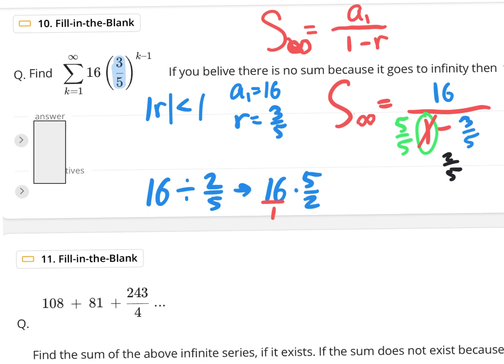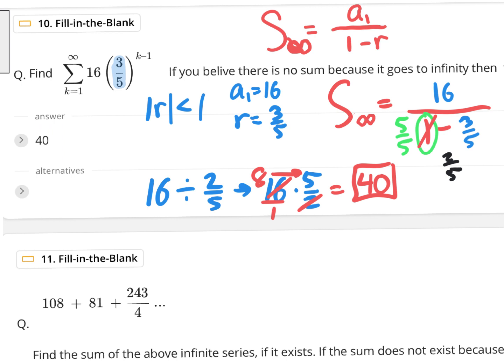Or you could have also said, you know what, I want to cancel the 16 with the 2. 16 divided by 2 is 8, and 8 times 5 is the same answer, 40. So your answer to this problem is 40, okay? Even though it's infinite, the answer is 40.